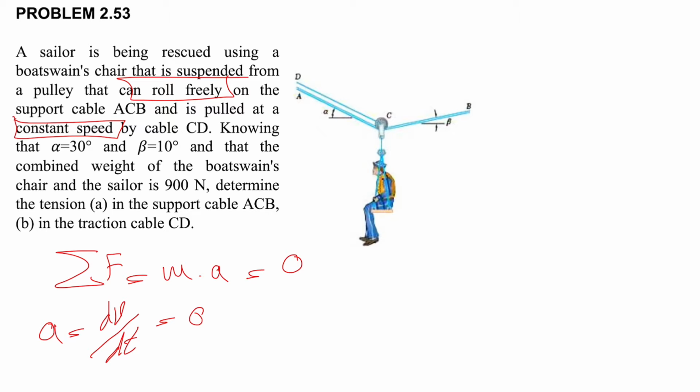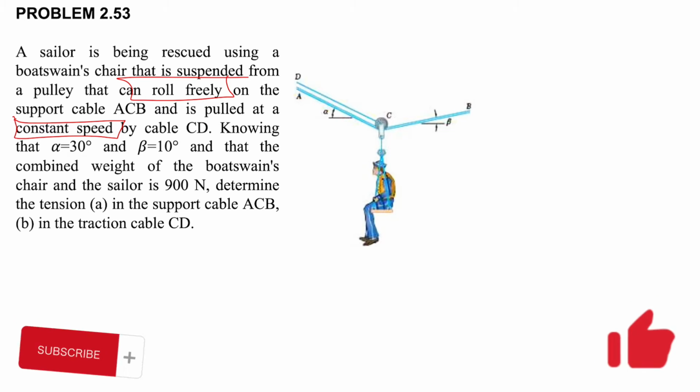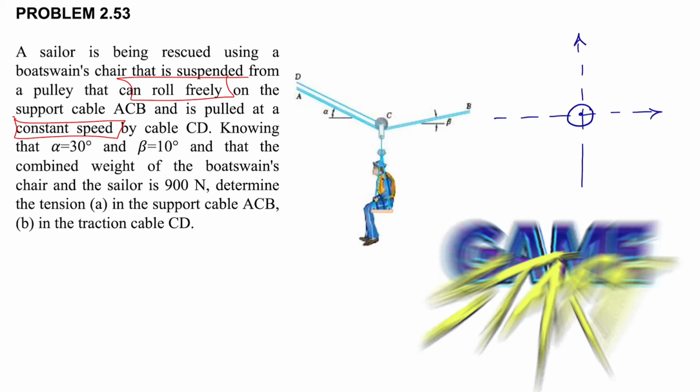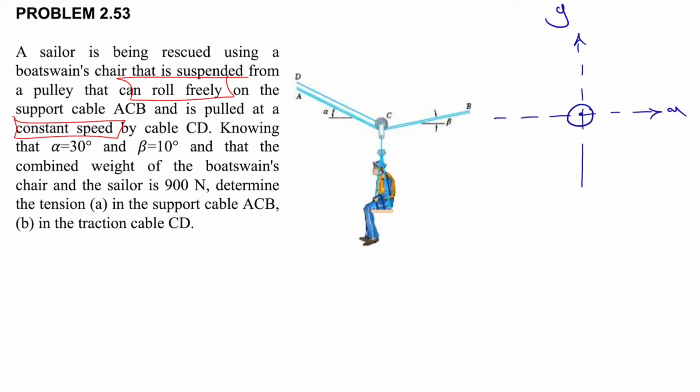So in the A part of the question, we need to find the tension in the support cable ACB, and in the B part of the question, we need to find the tension in the traction cable CD. So basically, we need to find two tensions at the end of this question. I'm going to start with the free body diagram as always to see what we have.